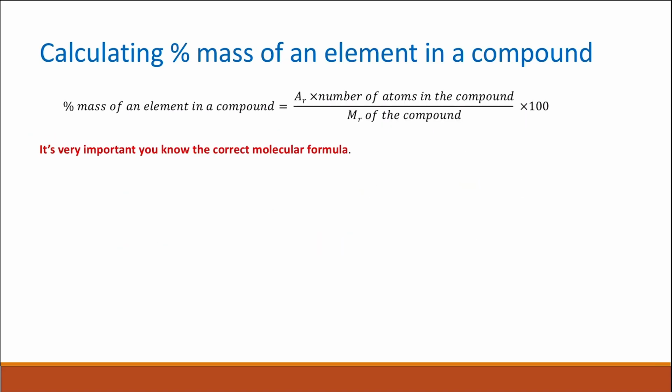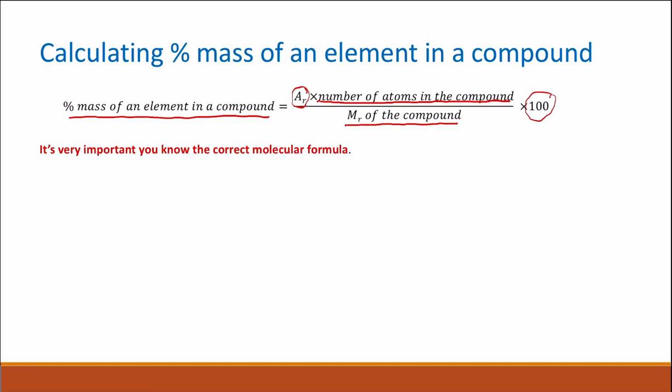We can also calculate the percentage mass of an element in a compound. We could have more than one atom of that element in a compound, and we sometimes need to calculate the percentage mass of an element in a compound. To do this, we can use this equation. The percentage mass of an element in a compound will equal the relative atomic mass of that element times the number of the atoms in the compound, divided by the relative formula mass of the whole compound, times 100 because we are calculating a percentage.